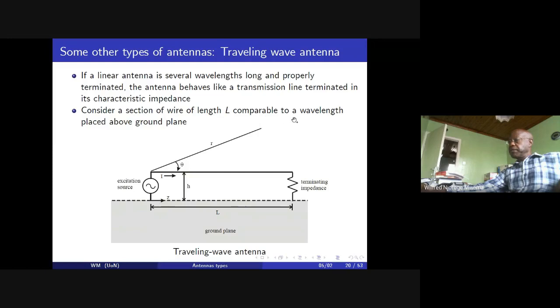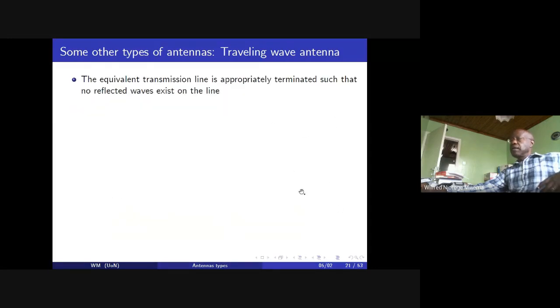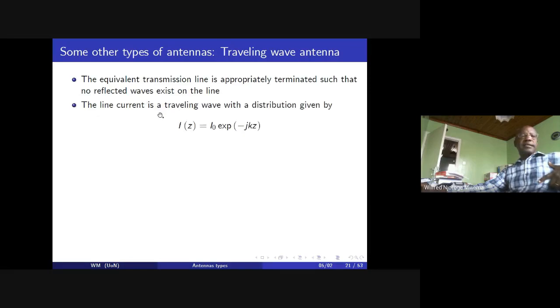But at a field point P, a distance r from that antenna, the axis of the line, what would be the electric field, or what would be the fields at that point? So the equivalent transmission line is appropriately terminated such that we have no reflected waves existing on the line. So the line current is then a traveling wave with a distribution that will be given by I of z equal to I naught exponent of minus jkz, where z is measured along the line, just like we had for the transmission line.